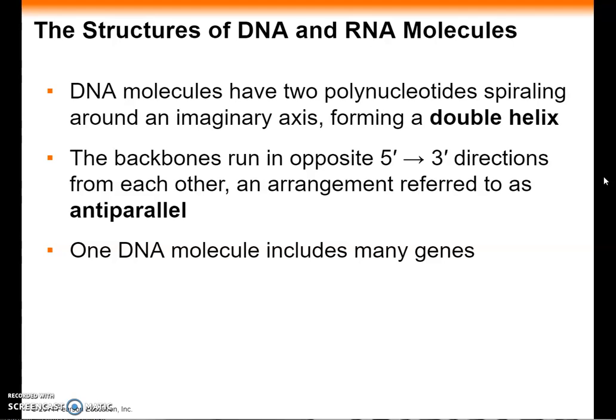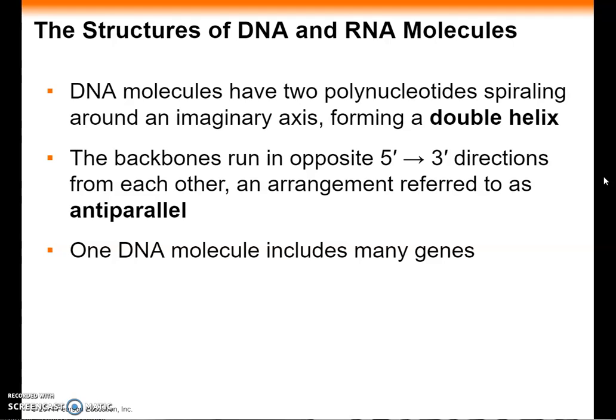Inheritance is based on replication of the DNA double helix. An RNA molecule is usually a single polynucleotide chain. DNA molecules have two polynucleotide strands that spiral around an imaginary axis, forming a double helix. The sugar phosphate backbones of the two polynucleotides are on the outside of the helix. The two backbones run in opposite 5' to 3' directions from each other. This arrangement is referred to as antiparallel.